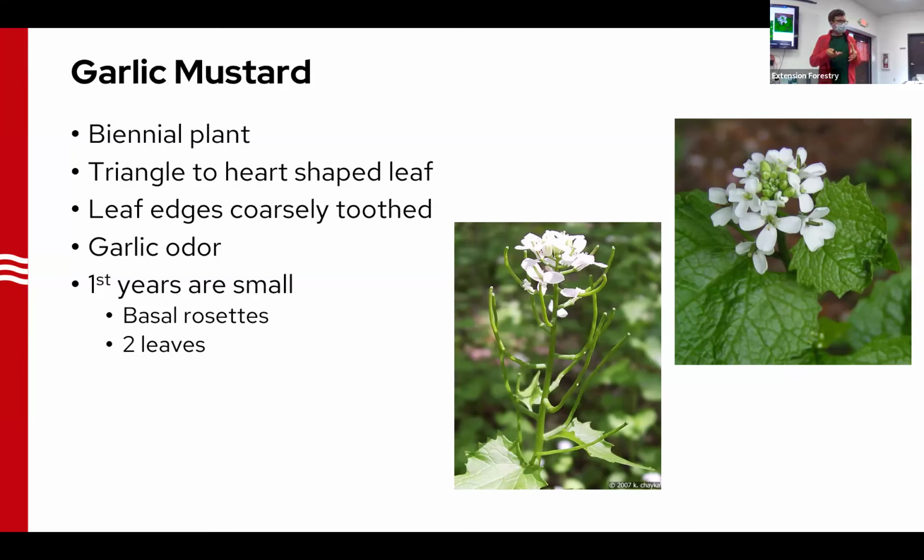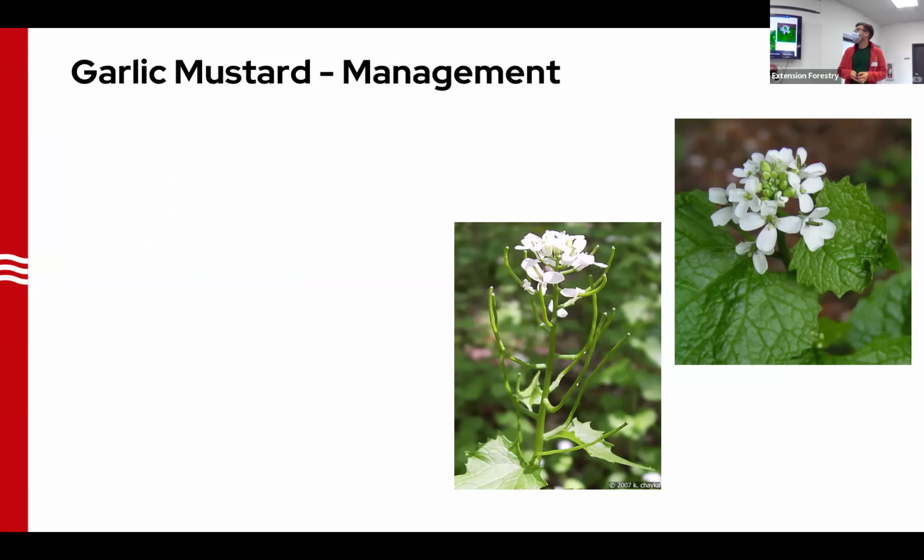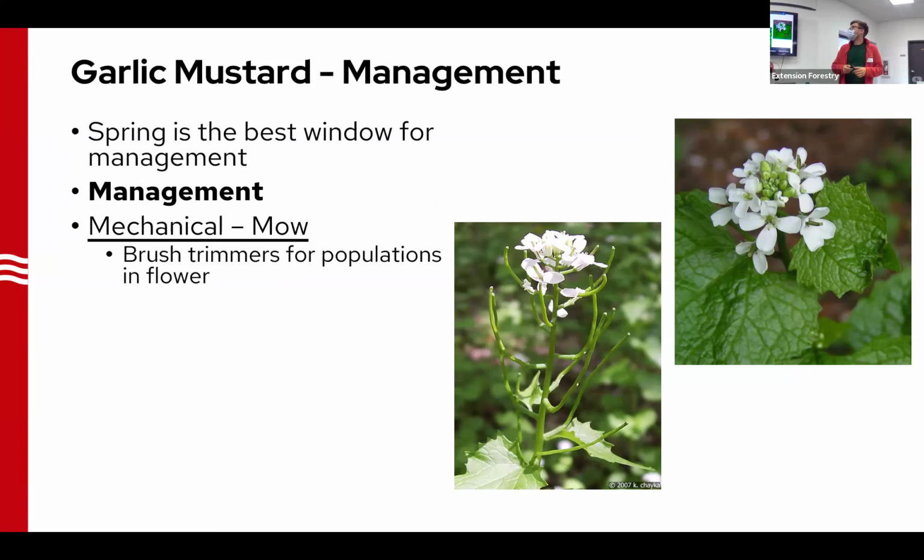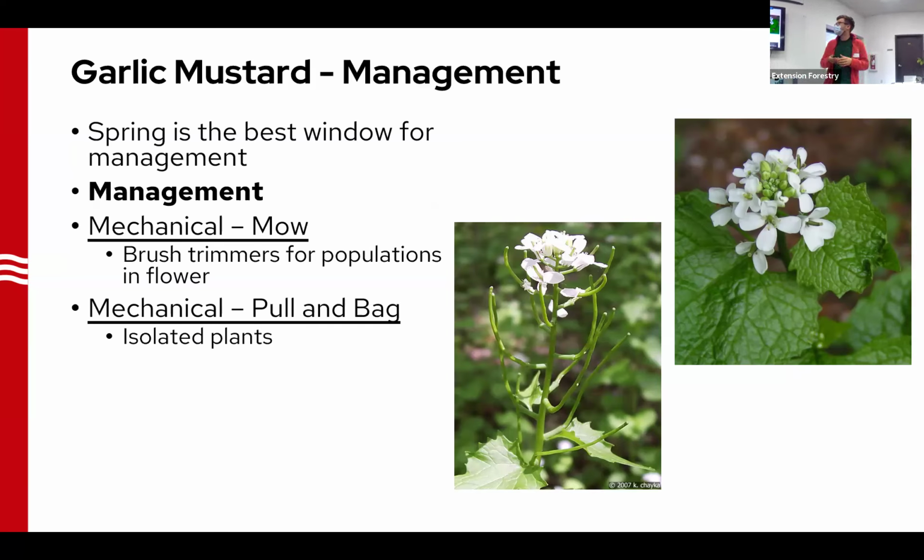So in the first year, the leaves are going to be smaller, and they're called basal rosettes. So a lot smaller than that second year, which is going to produce the stem and then flower. For management, spring is the best window. That's when we see this plant flowering. Because it is flowering in the spring, it's investing a lot of energy in growing that flower. So if we mow it, there's less of a potential for it to actually regrow that flower. So mowing is a good opportunity to limit seed for this plant.